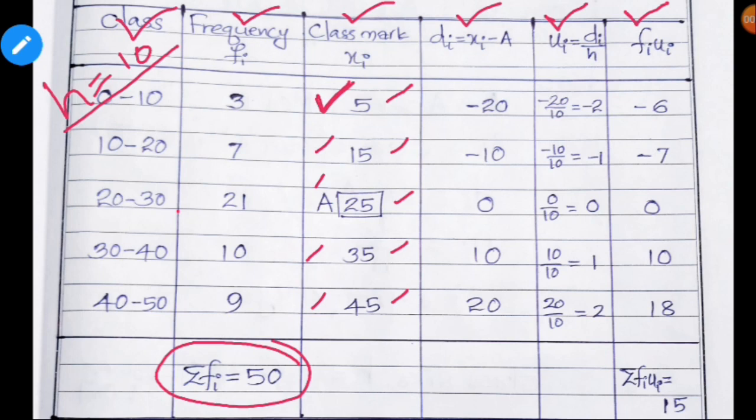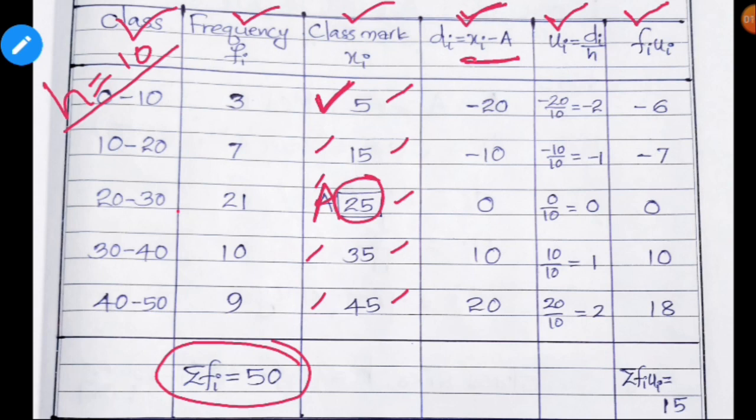Now after finding the class mark, we should find di. As in the assumed mean method, di equals xi minus a. These are the xi's in the third column. Then just select one xi as a. Usually we select the middle number. So here we select 25 as the assumed mean. Here 25 is the assumed mean.